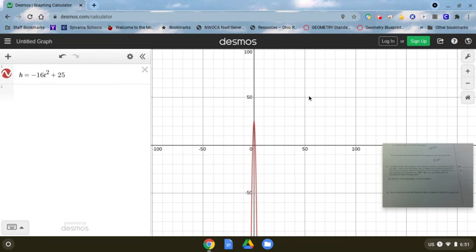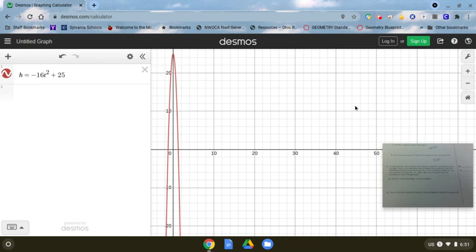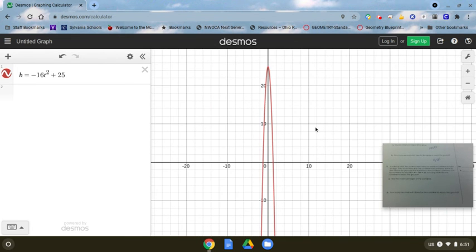Got to move my screen around. Actually, I can zoom in a little bit. Let's zoom back in a little bit. There we go. Okay, so check it out. It was dropped from 25 feet. Yeah, 25 feet right there. Okay, at 0 seconds, it's 25 feet. It was at its max, but that makes sense because they're dropping it, right?